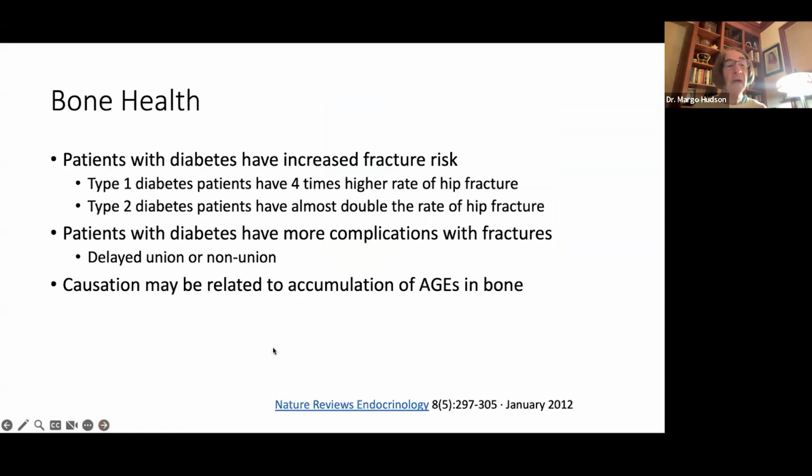And finally, bone health. So patients with diabetes have increased fracture risk. Type 1 patients have 4 times higher rate of hip fractures. Type 2 patients have double the rate of hip fractures of patients without diabetes. They also, when they do fracture, have more complications such as delayed union or non-union. It's felt that their bone is not good quality bone because they have accumulation of these advanced glycation end products. Those are our enemies.